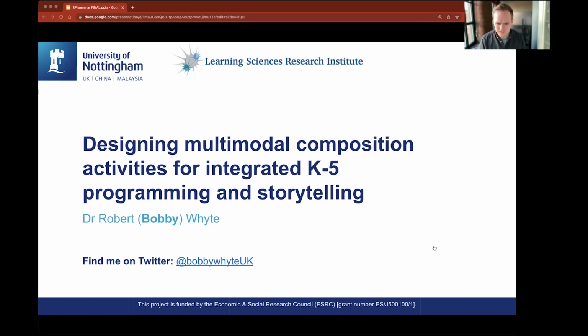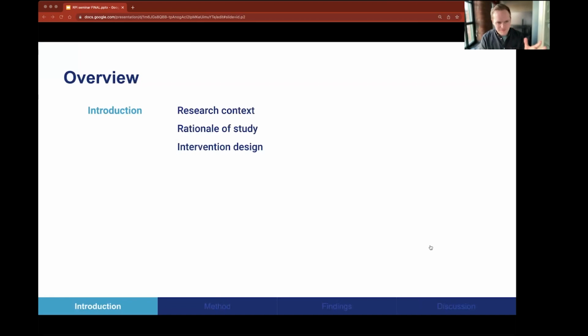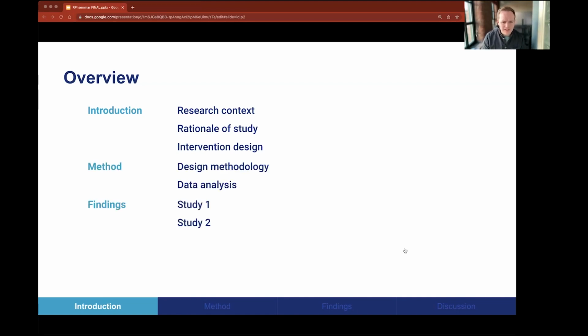So, an overview of the structure of the talk, fairly standard. I'll give you a sense of the context, particularly for those of you joining us from outside of England, because there's some context there that I'll give you a bit of background in. I'll set out a rationale for why I did this study, a little bit about the design of what we created. And then we'll get into the methodology. We used design-based methods and some of the analytical tools that we developed in order to answer some of our questions.